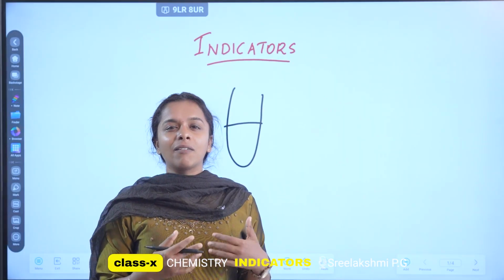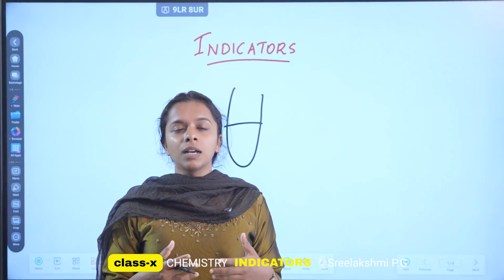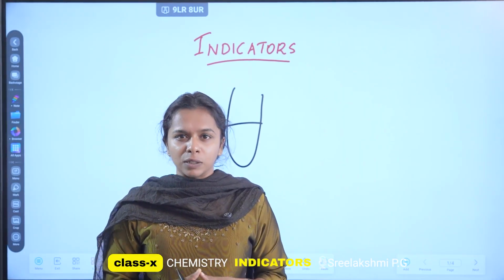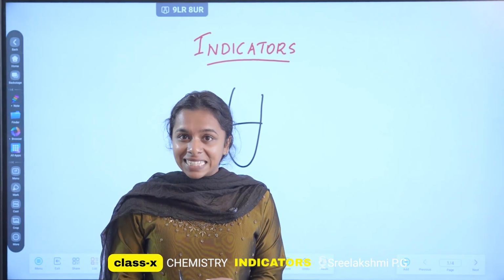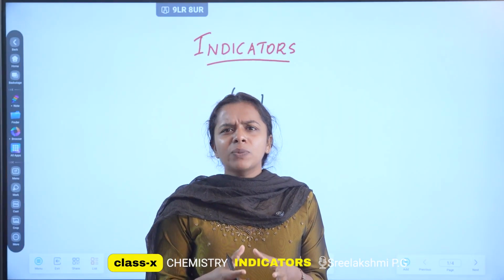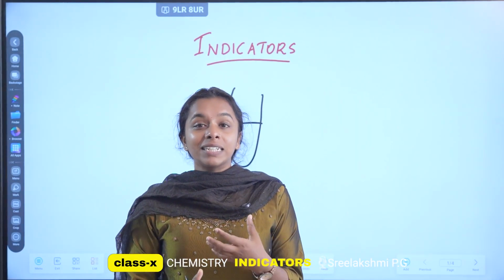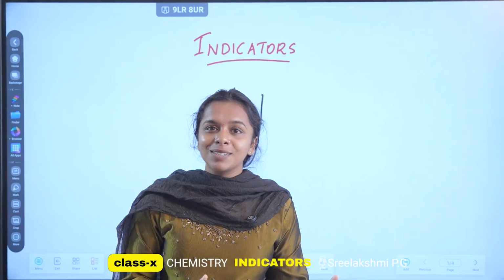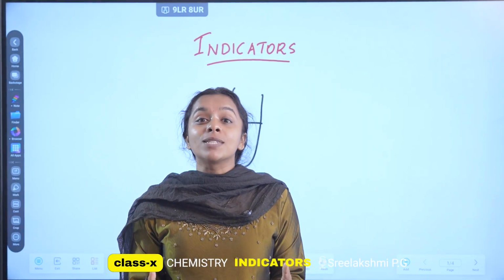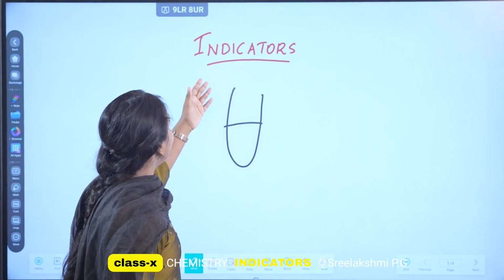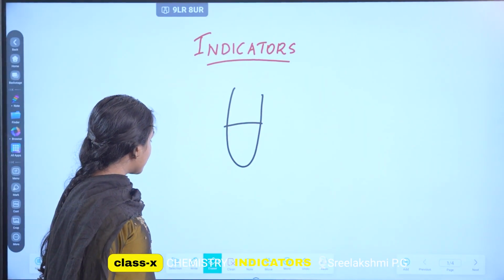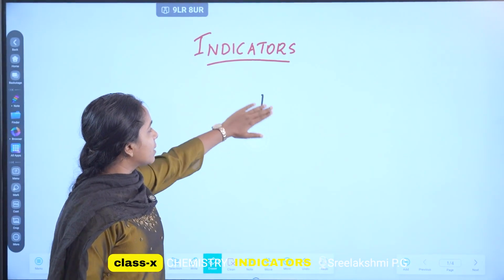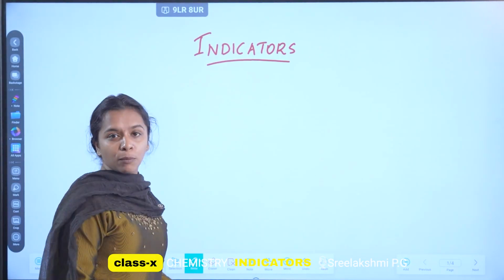All these chemicals have some burning effect or itching. It will cause some itching and all. So you cannot do such things. Then what will we do? Yes, there are certain things which will help you to find out whether the given solution is an acid or base. Such substances are known as what? Indicators.